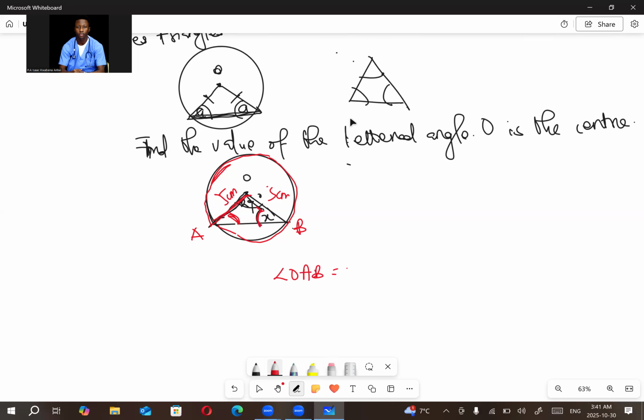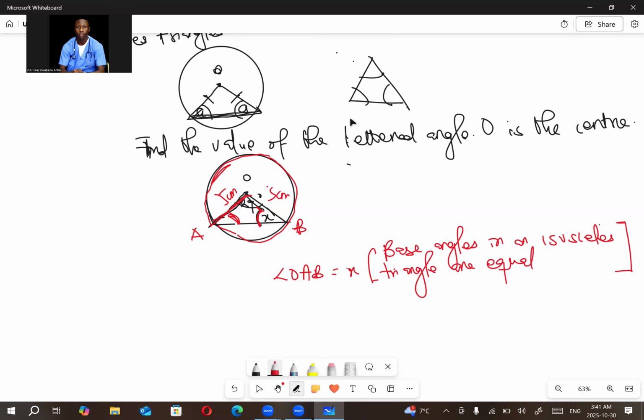You can say it's equal to X, or you can use your angle nomenclature. So you say it's equal to X, then you say, so guys, this is the note you'll be attaching all the time: base angles in an isosceles triangle are equal. So now you know here is X.